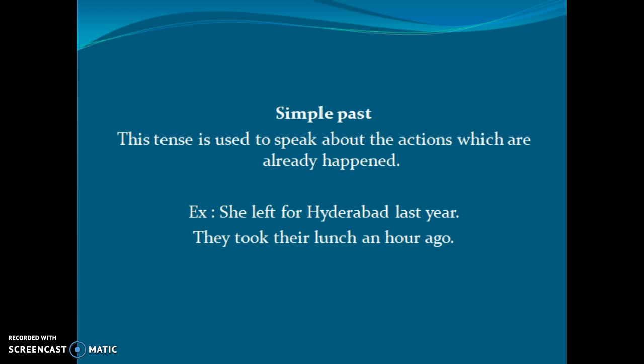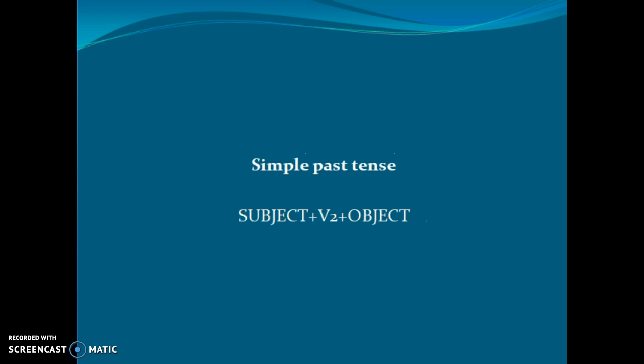This tense is used to speak about the actions which have already happened. For example, she left for Hyderabad last year. They took their lunch an hour ago. The structure for the simple past tense should be like this: subject, then V2. V2 means the past tense form of the verb we have to put there, and then the predicate or object we have to put in the sentence.